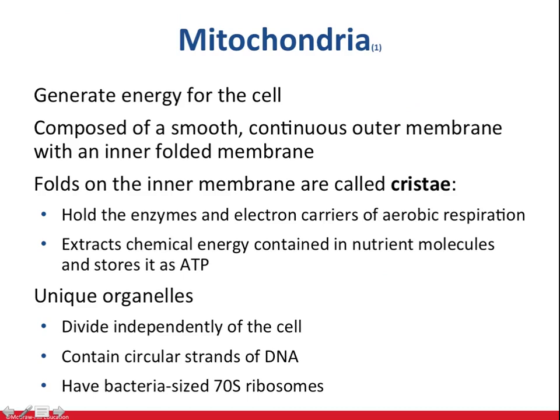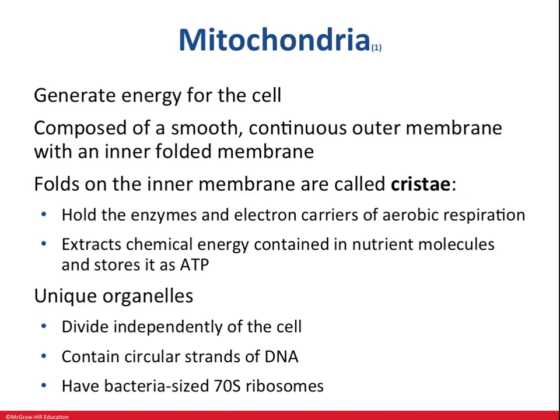Now let's talk about the mitochondria. Mitochondria can be found in almost all eukaryotic cells, because mitochondria provide the energy for the cell. Actually, scientists consider that mitochondria originally came from prokaryotic cells. Originally, mitochondria were one type of prokaryotic cell.